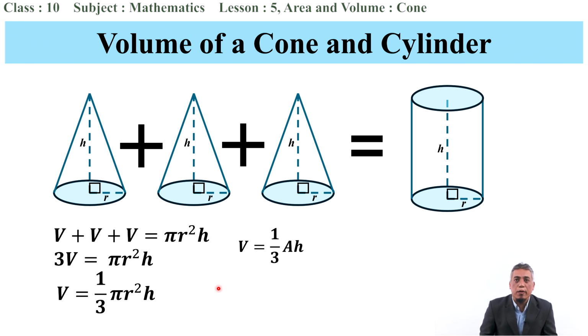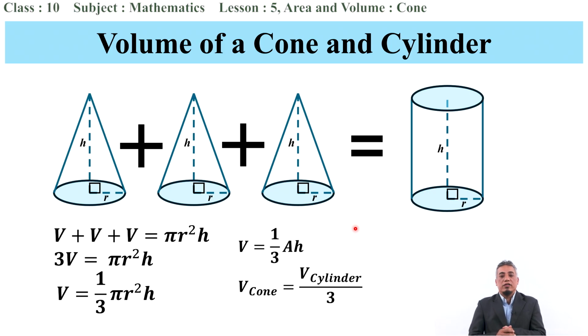So what does this A mean? Yes, it is the base area. So if you know the base area first, you don't need to find the radius. Directly you can write base area times height and divide it by 3 to get the volume of the cone. Or if you relate the volume of the cone and the volume of the cylinder directly, it will be the volume of the cone equals the volume of the cylinder divided by 3.